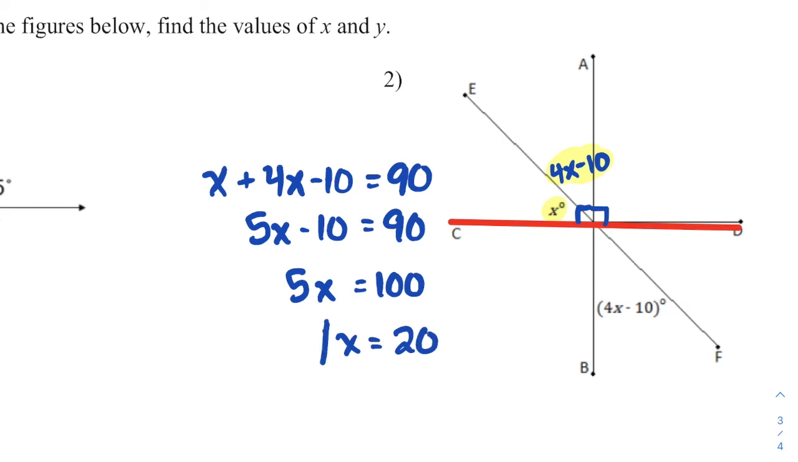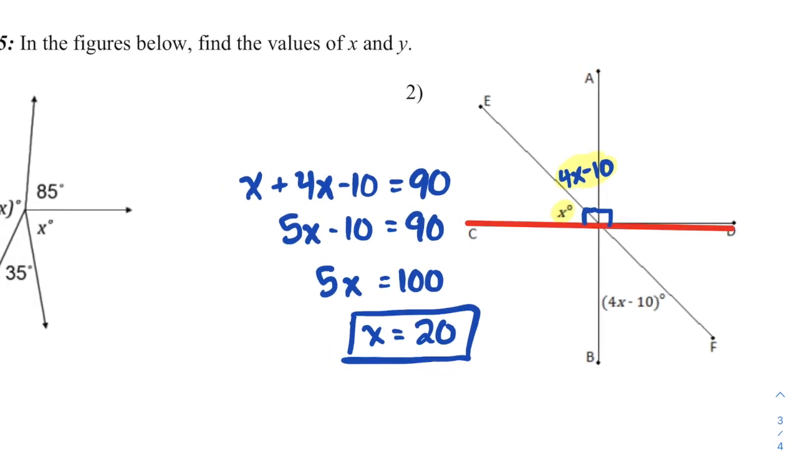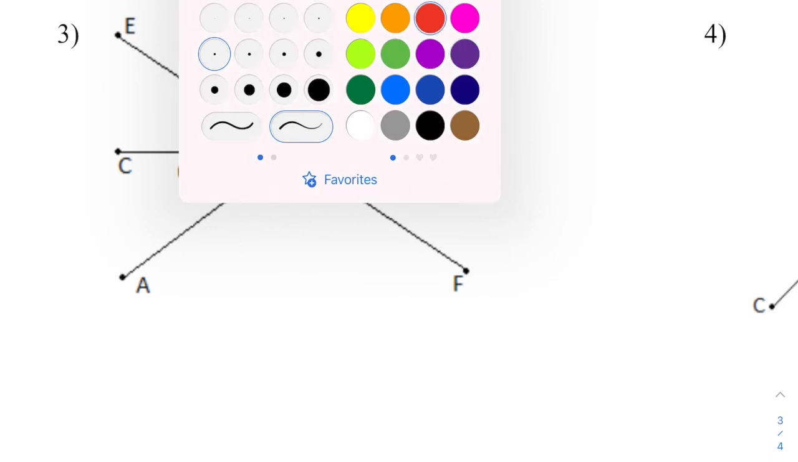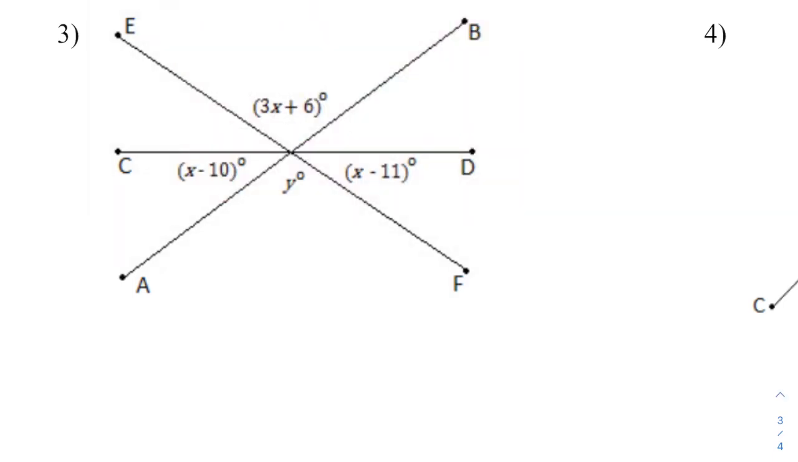And again, there were a couple of ways to tackle this, but any way you do it, you should get 20. So now we'll take a look at question 3. For this one, we again want to look for the same stuff. We want to look for vertical angles. We want to look for angles that form a straight line that we could add to 180.